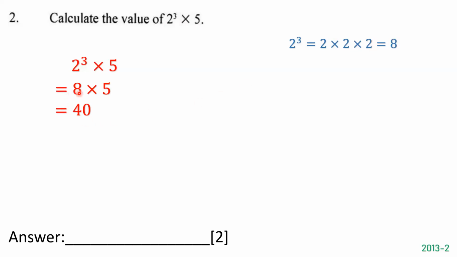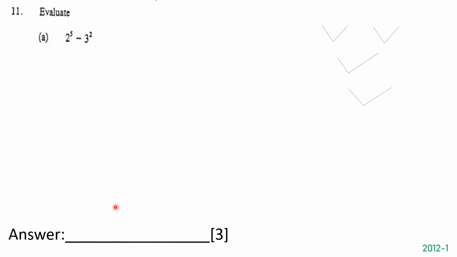And then we say 8 times 5. Well, 8 times 5 is definitely 40. And so the answer here is going to be 40. 2 to the third power, which is 8, times 5 is 40. So the answer here is 40. Okay, let's move on to the next question. We have 2 to the 5th power minus 3 squared.